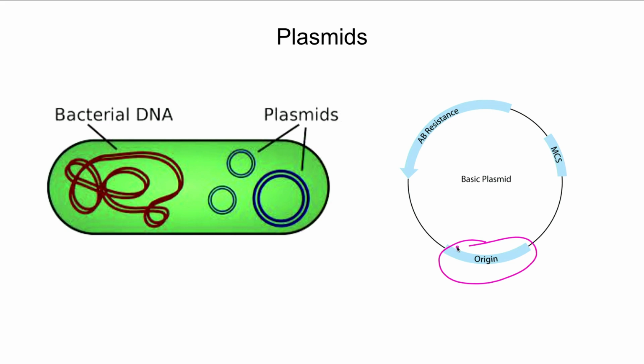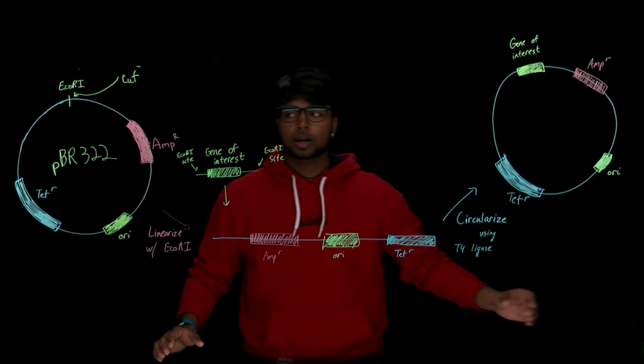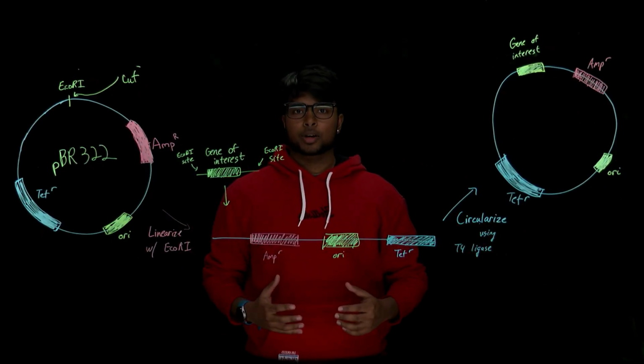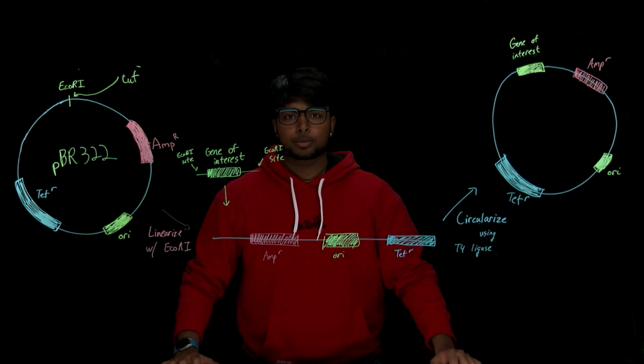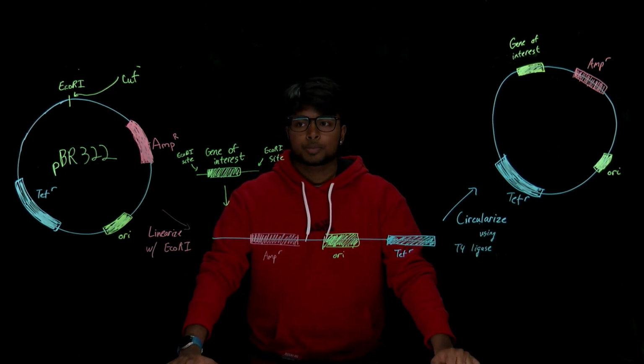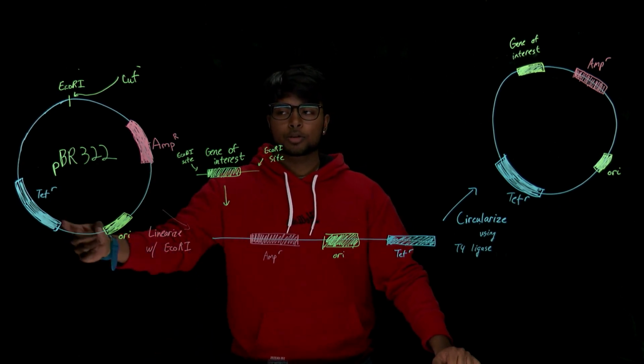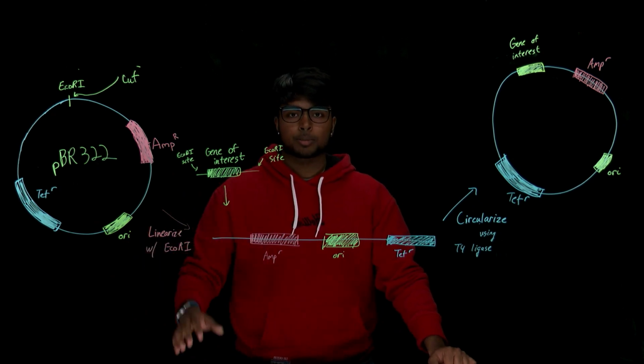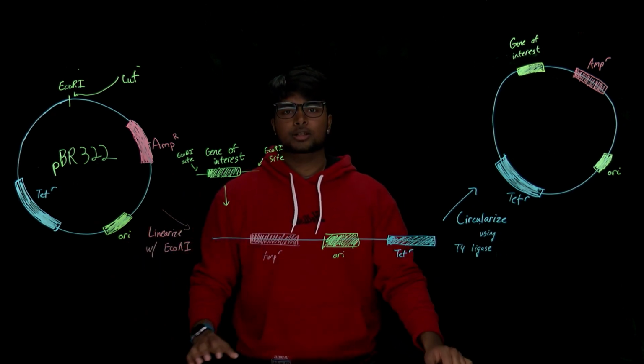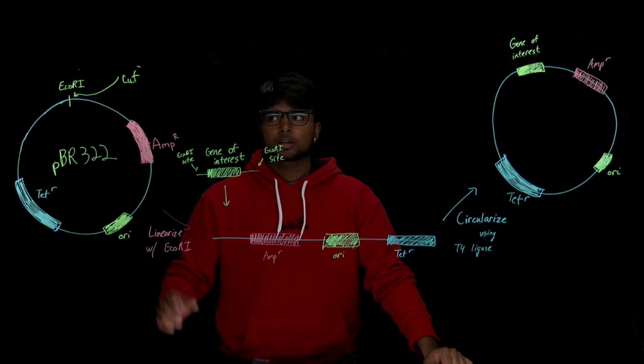Another important feature of plasmids enabling them to be cloning vectors is the multiple cloning site, or the MCS. The MCS contains several unique restriction enzyme sites which allow DNA fragments to be inserted in that region. Now let's take a look at an example of a plasmid cloning vector. A commonly used plasmid cloning vector is pBR322. In this plasmid we have two antibiotic resistance genes, one for ampicillin, one for tetracycline. We also have the origin of replication, of course, and we have several restriction enzyme sites. Let's take a look at one in particular, the EcoRI site.